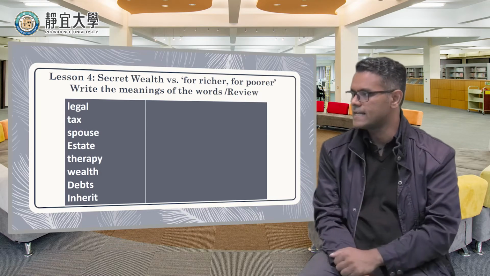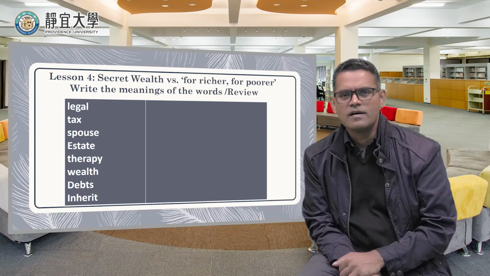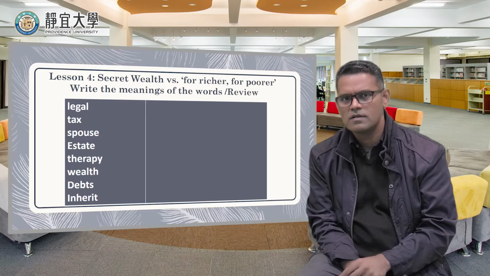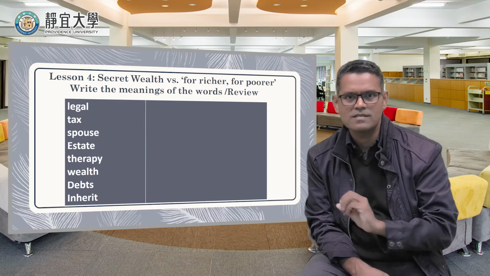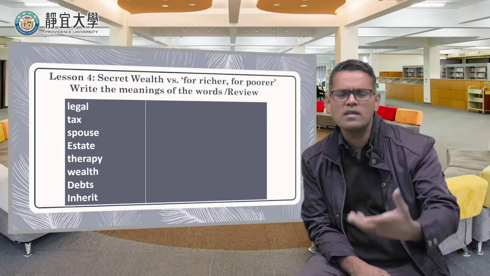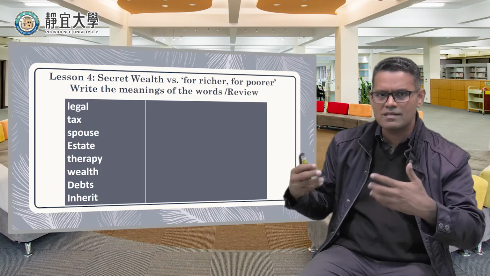All right, and debts. How about debts? Wealth, inherit. First, again, remember, first you talk about, what does this article talk about? Debts. Okay, that's number one. And then you talk about, what is your opinion about debts, or what do you know about debts? See, this way you can practice a lot.